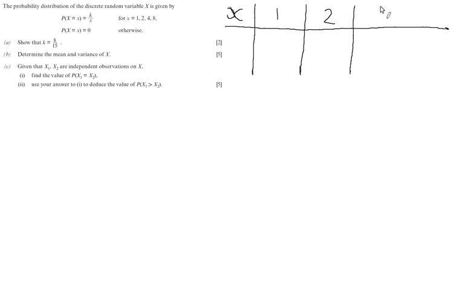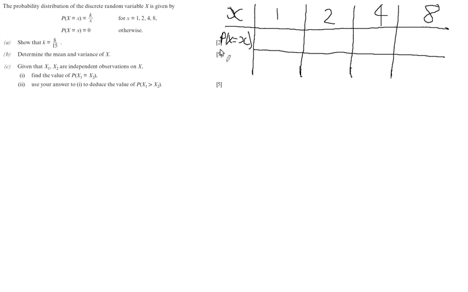8 over 15. So what I'm going to do is draw a little table. In that table we are going to put in our possible x values, which are 1, 2, 4 and 8. And then we have the probability that X is equal to those x values. I'm going to split this in half because initially I'm going to put in a function of k, but afterwards I may well change that for the actual probabilities themselves.